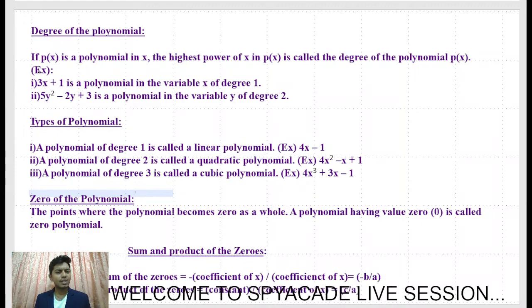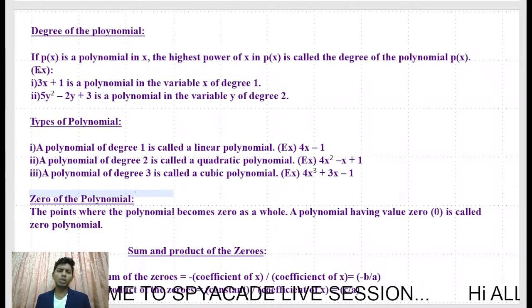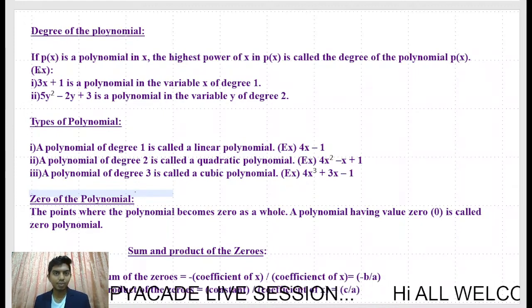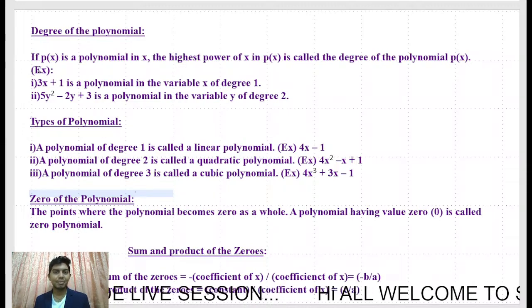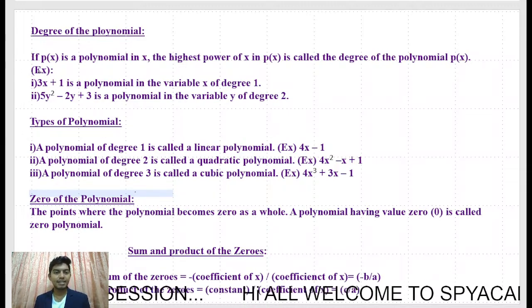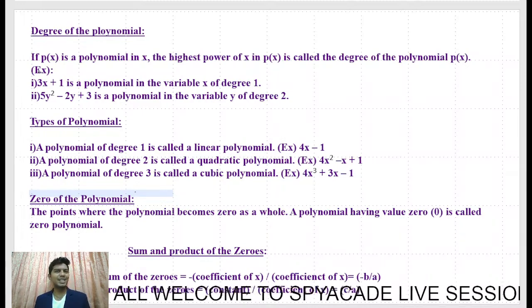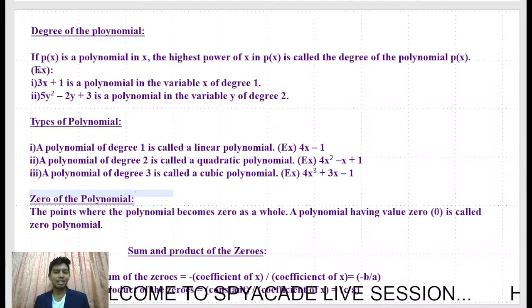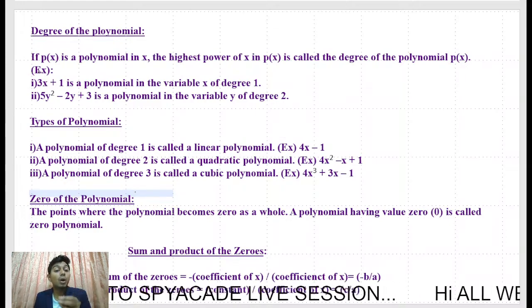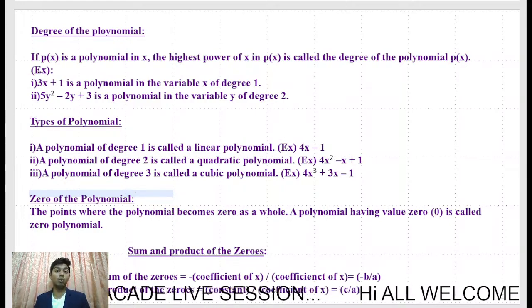And then the next one, zero of the polynomial. I hope you all are making notes. Take a pen and paper, or any rough notebook you have, and start making notes of all these things. This is the zero of the polynomial. What is the zero of a polynomial? It is the point where the polynomial becomes 0 as a whole.